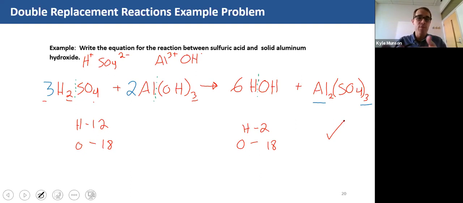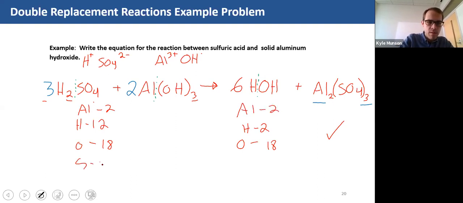So those are examples of double replacement reactions. And remember to be mindful of the charges of the cations and anions, make the new compounds, and then go back and balance your chemical equations, okay? And just for completeness' sake, I have 2 aluminum, 2 aluminum, 3 sulfur, 3 sulfur. Okay, so we have it there. All right, so that's it for single and double replacement reactions.